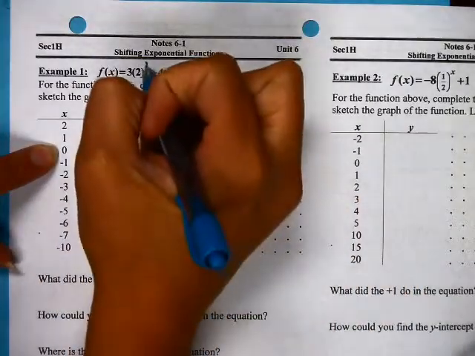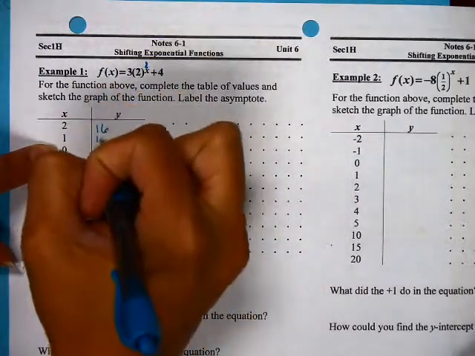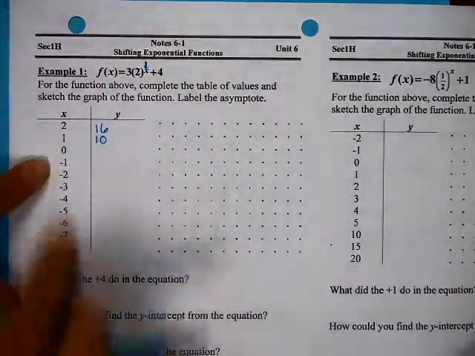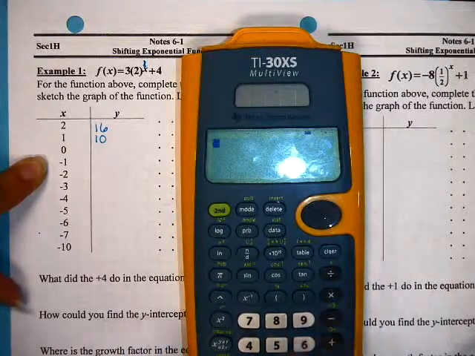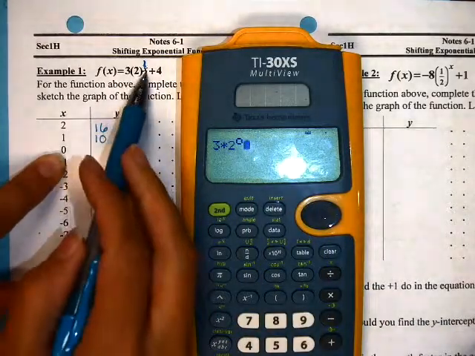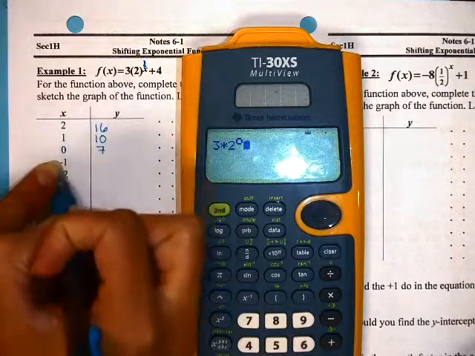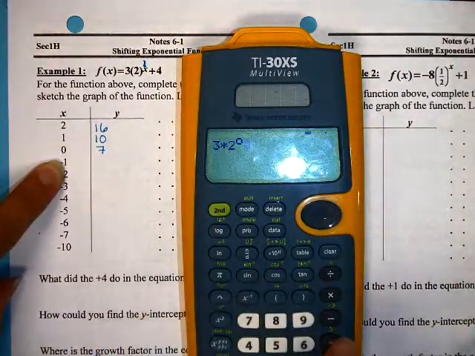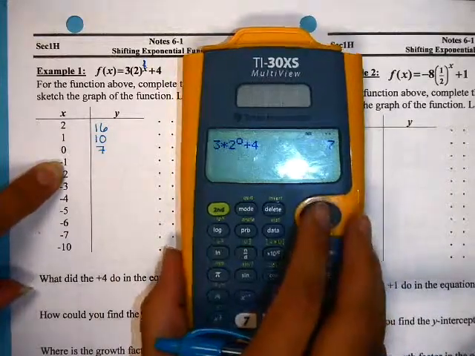2 to the 1 now. 2 to the 1 is 2, times 3 is 6, plus 4 is 10. We have to put in a lot, so if you want to save time and use a calculator, that is just fine. Here we go. Let's do 3 times 2 to the 0. But we know 2 to the 0 is 1. 1 times 3 is 3. 3 plus 4 is 7. I just wanted to remind you that we know 2 to the 0. So let's see. Yep, it is 7.